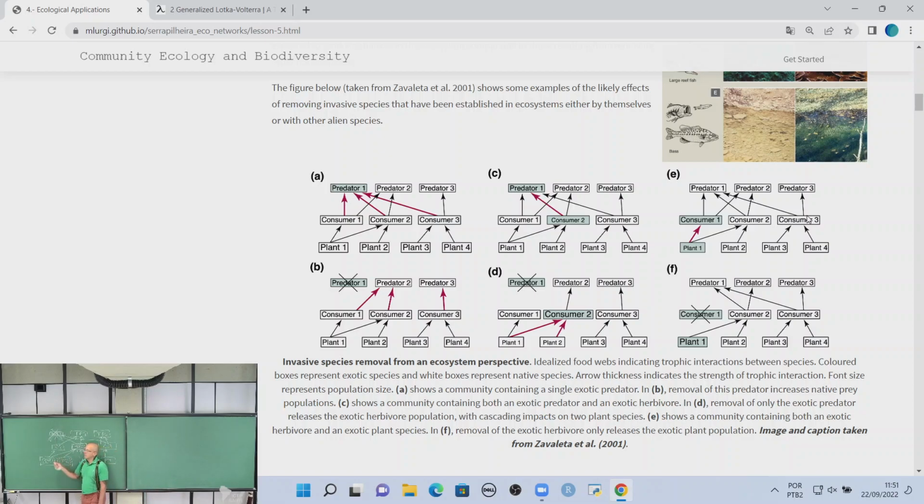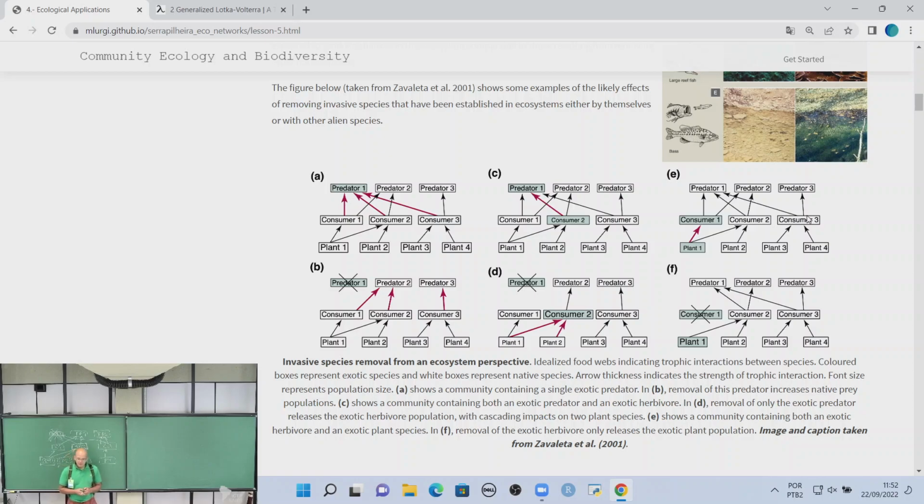This is just a toy example for illustration, but it illustrates the fact that when you have a more complex community and several invasive species together, predicting the full consequences based on the intuitive ideas of food chains is not that easy. That is the main thing, and it's one of the common problems in invasive species management. We are going to talk a little bit about how we could use models to better predict these consequences.